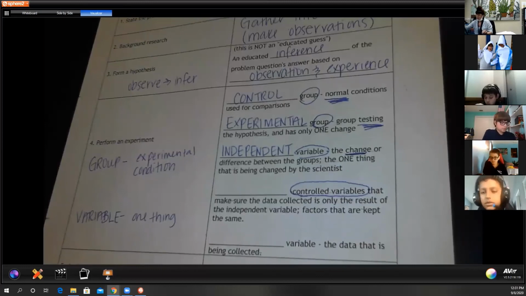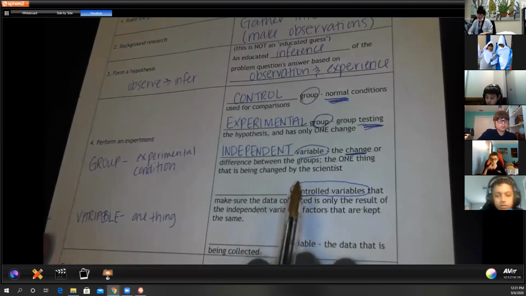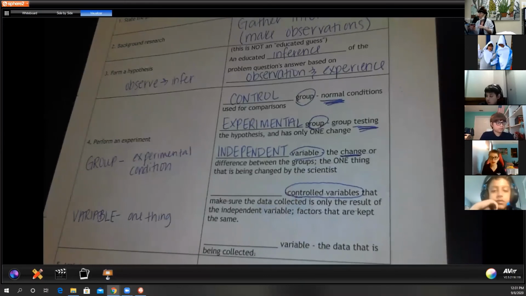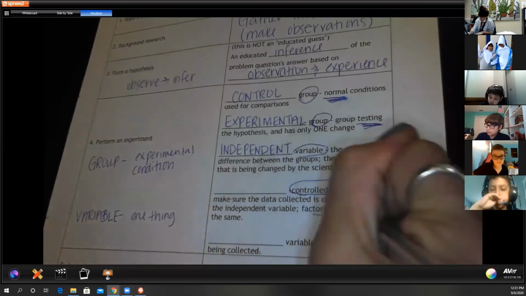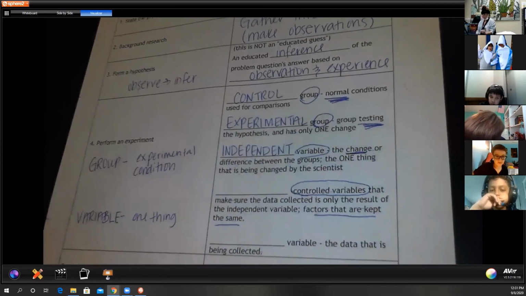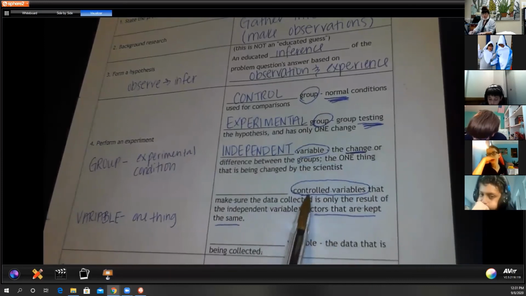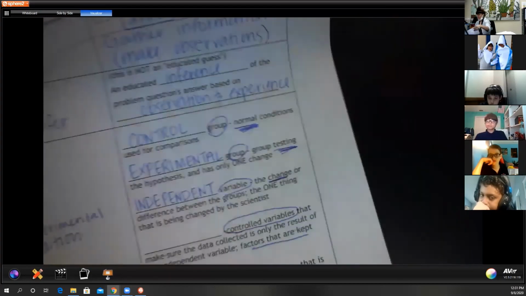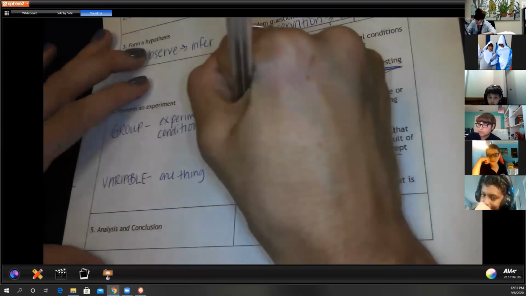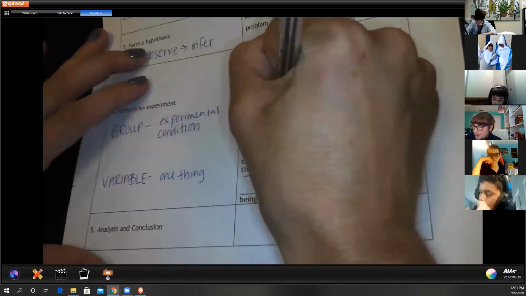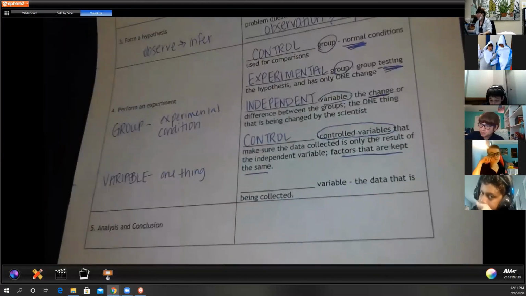Lucas, this one's a little bit different. It's asking about the variables that we control to make sure we're only measuring one thing at a time. Do you remember what those are called? The factors that are kept the same? It's circled. The control variables. The control variables. These are the things that I keep the same to make sure I'm only measuring one thing at a time, right?